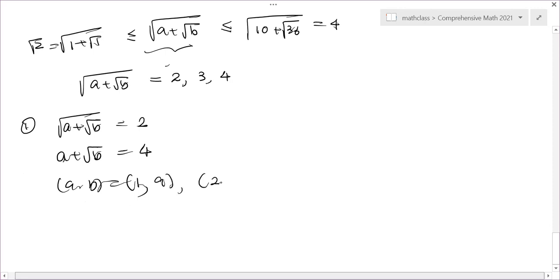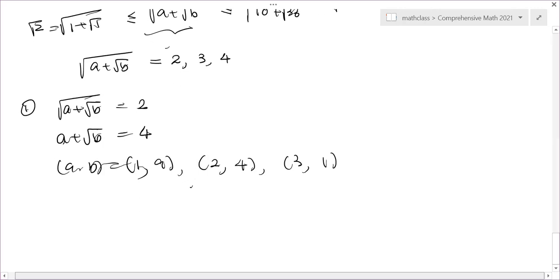If A is 2, then the square root of B is going to be 2, so B is 4. If A is 3, the square root of B is going to be 1. That's it, right? Because B is an integer, greater than or equal to 1. So that's it.